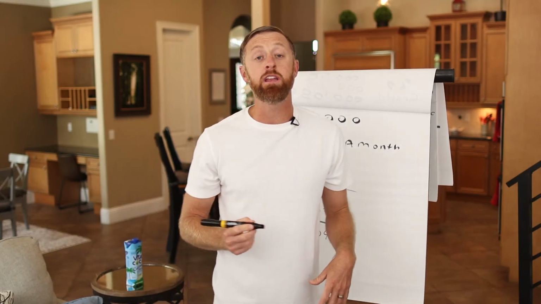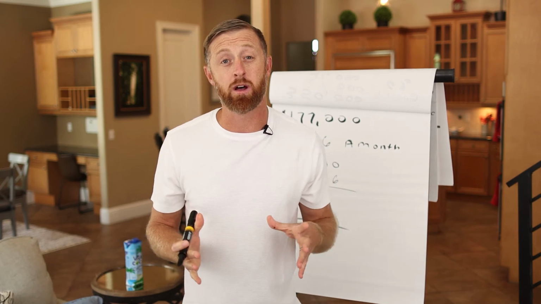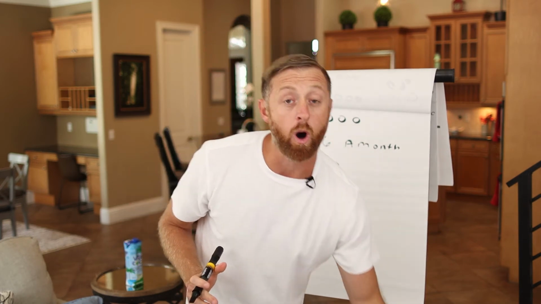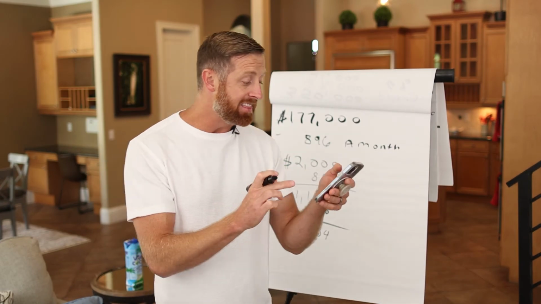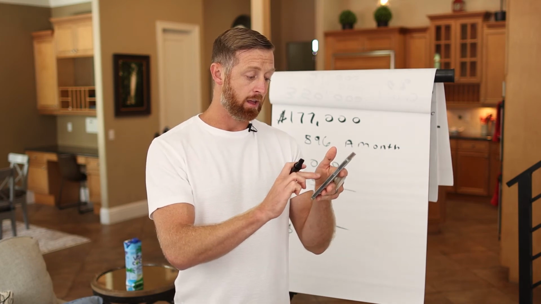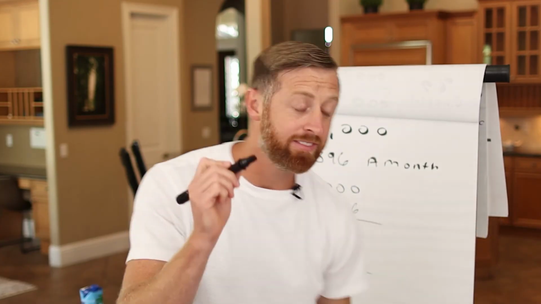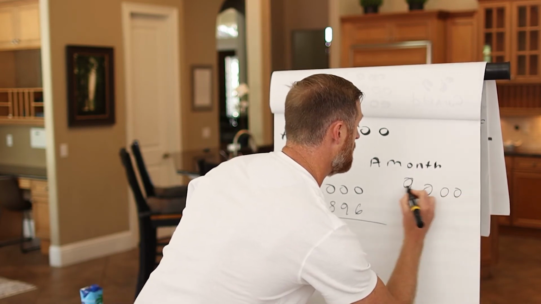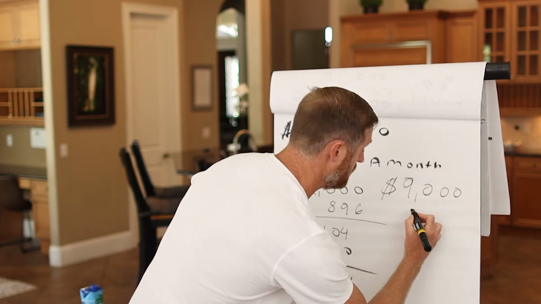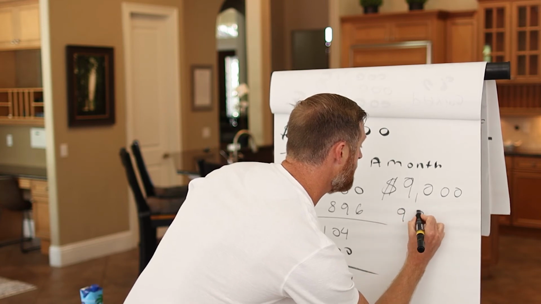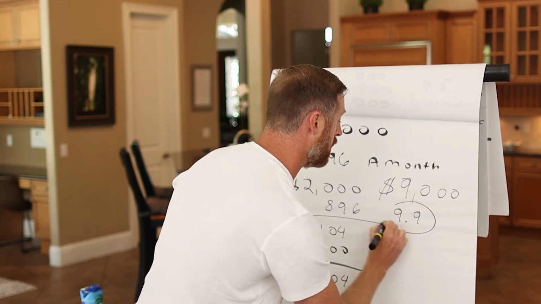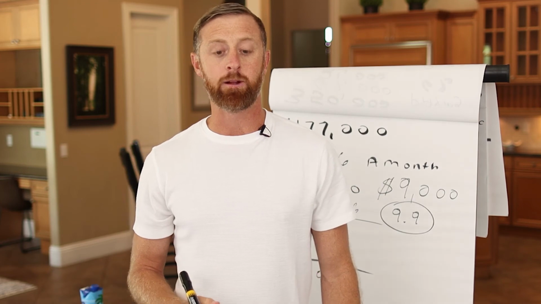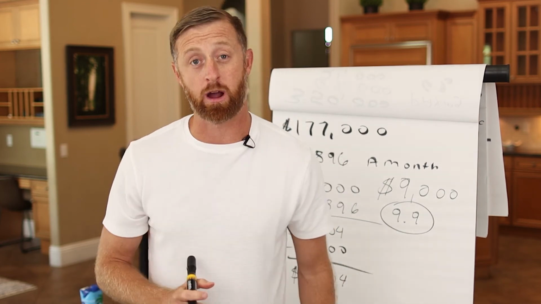Let's just say that you need to make $9,000 a month to pay for all your living expenses. So $9,000 a month divided by 904, you only have to have 9.9 of these houses total to be financially free. That's how to figure out if your rental property is profitable.